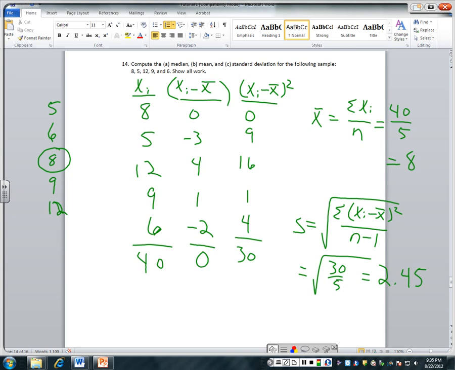N minus 1 is 4. So now I'm going to have the square root of 30 divided by 4, and that's equal to 2.74. By the way, during an exam, I recommend that you do exactly what I just did. I worked the problem out, but either before or after I worked it out, I checked things on my calculator just to make sure that I did all the arithmetic correctly.